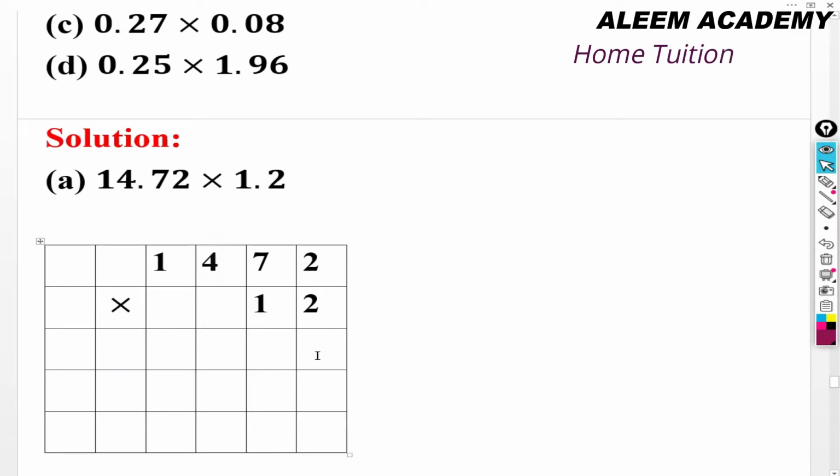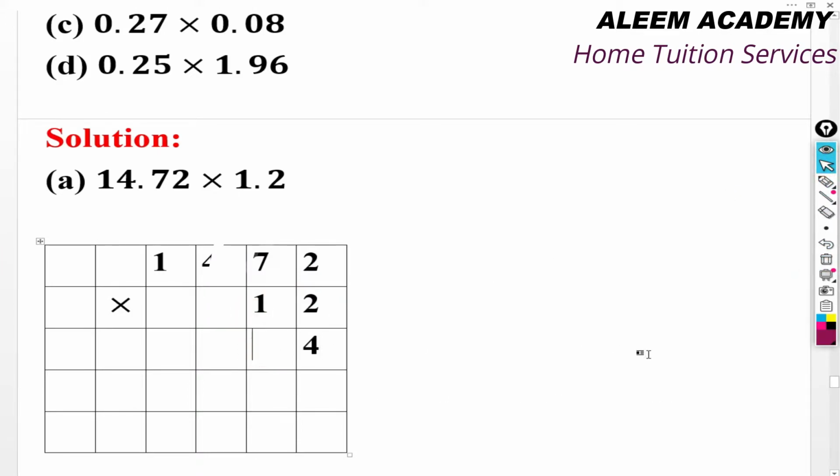Okay, we start multiplying these numbers. First of all, 2 multiply 2, it comes 4. Simple multiplication. This 2 will multiply with this number, then this number, then this number, and finally this number. And then from the next line, 1 will multiply with each of these numbers, and then finally we will add them.